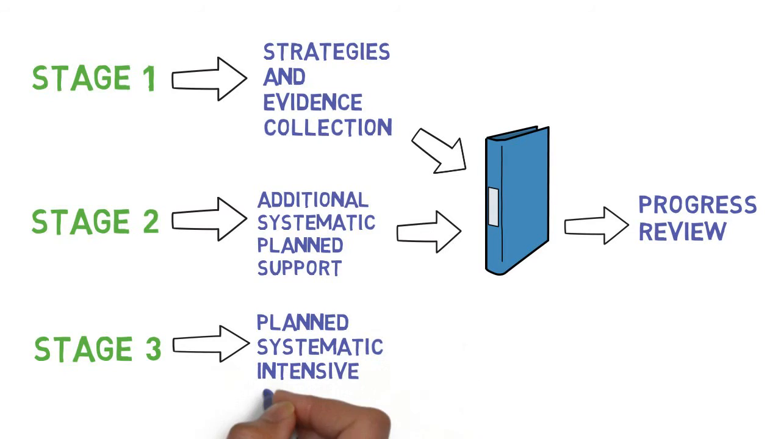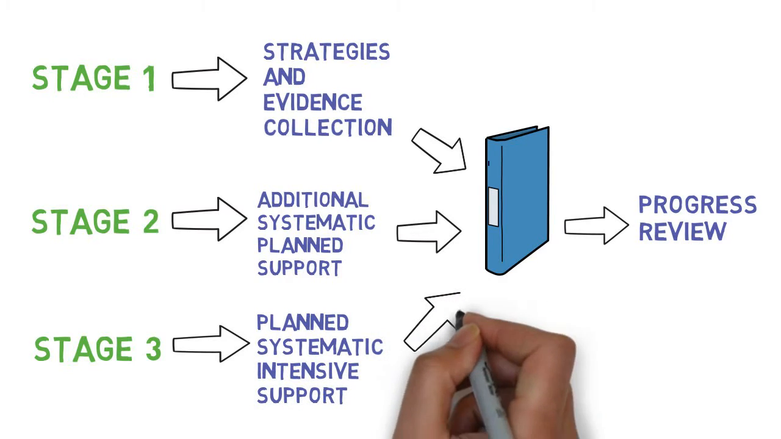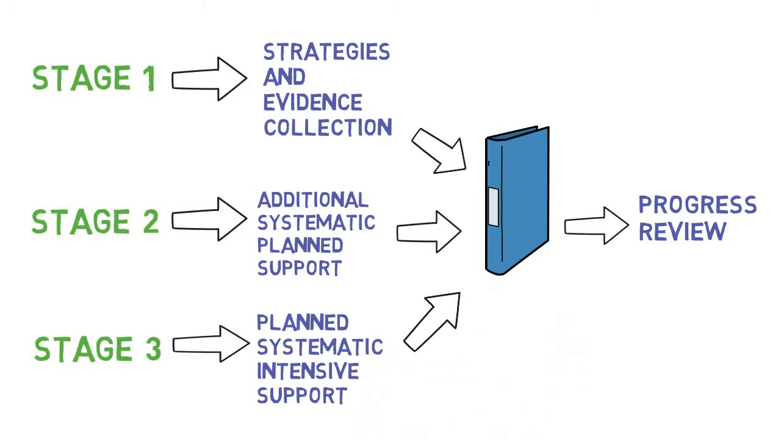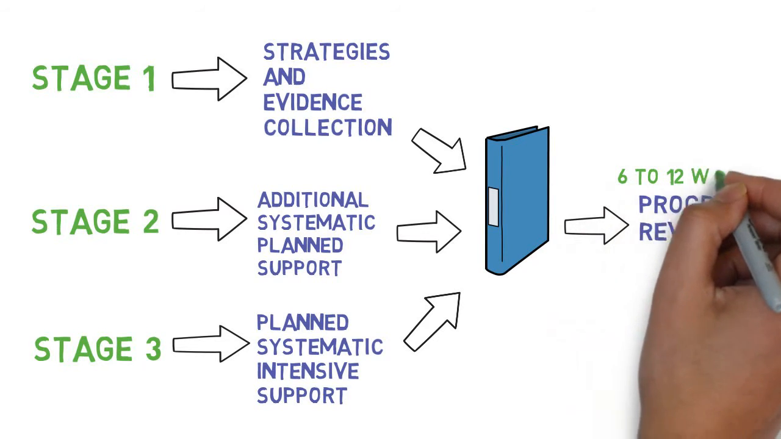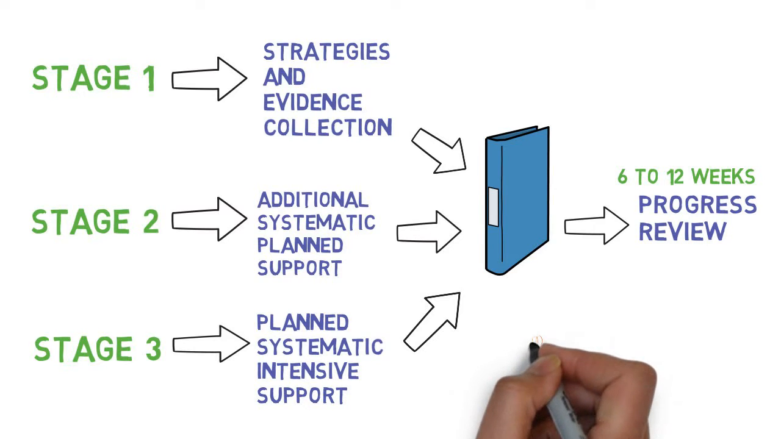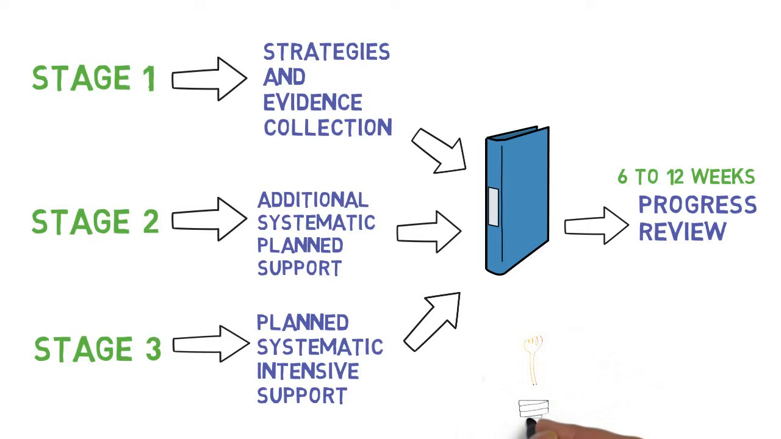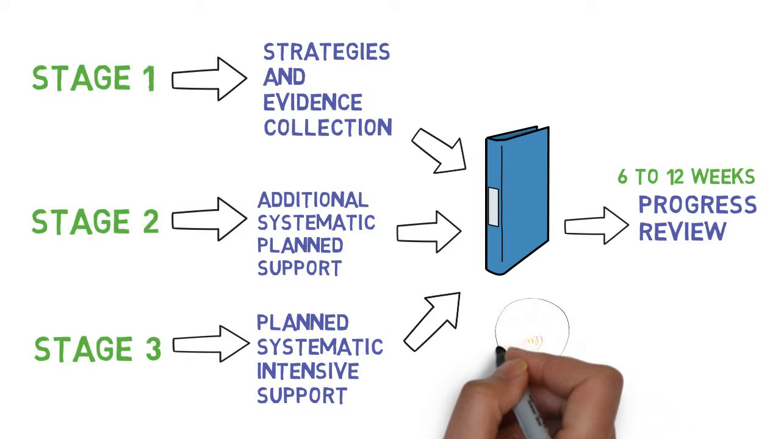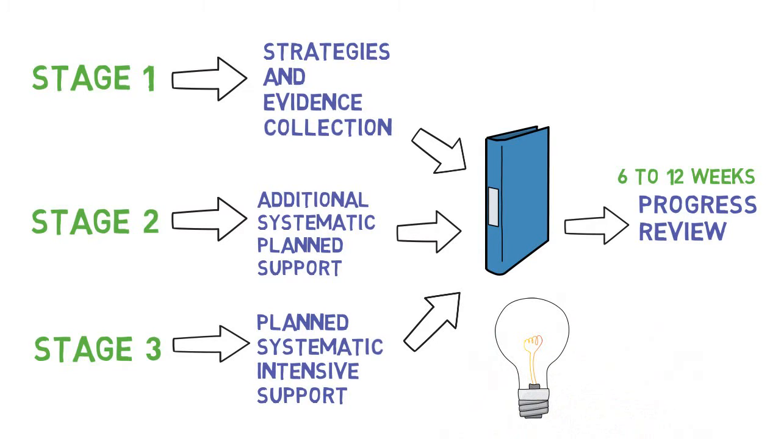By the way, it's unlikely that a student would go Stage 1, Stage 2, Stage 3. In most cases, they would receive a number of Stage 1 plans and a number of Stage 2 plans before reaching Stage 3. Each plan should probably be in place for between 6 to 12 weeks before review, depending on the child and the level of need. Children that reach Stage 3 are the most likely to require ongoing long-term support, and for each stage we'll give you suggestions and prompts about what evidence to collect, which you slot in the correct section of the folder.